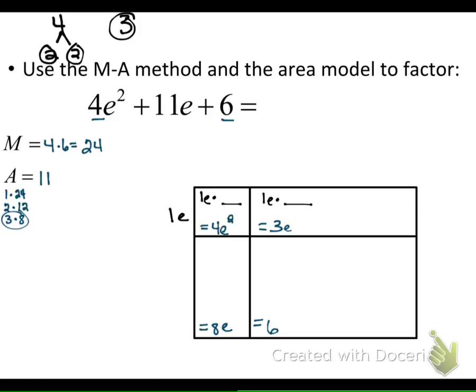Okay, so now I have my height, I have my area, and I need to find my width. So I think to myself, 1 times what gets me to 4? 4. I have 1E up here, I need 4E. Okay. I go to my next rectangle. 1 times what gets me to 3? 3. Okay. I have 1E up here. I have 1 down here. Do I need another one? No. What did I forget to do? Put them at the side.